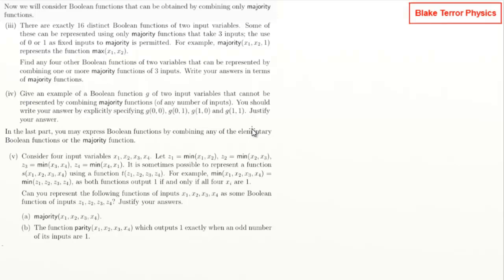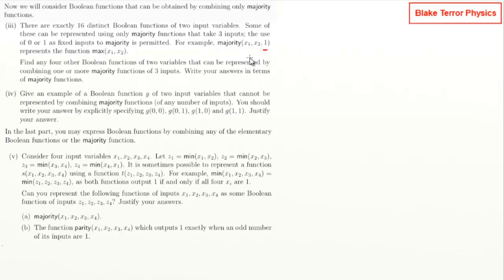Yeah, it would do, because if one of x1 or x2 is a 1, then max returns 1, and then if one of them is a 1 here, then that little fixed 1 we're adding as the third input will turn that into a majority. That's fine. Find any 4 other Boolean functions of 2 variables that can be represented by combining 1 or more majority functions of 3 inputs. So we need to find 4 more of these out of these 16.